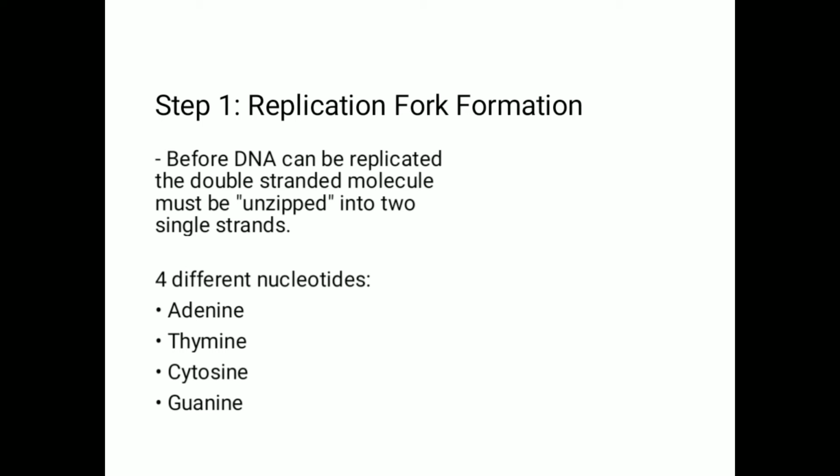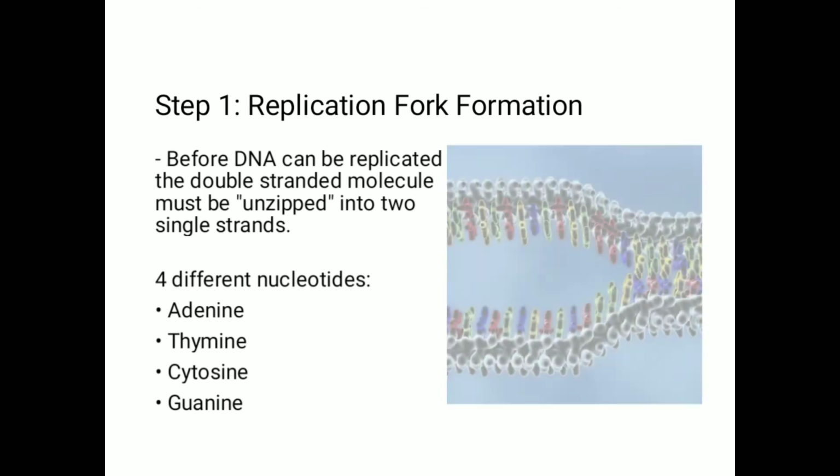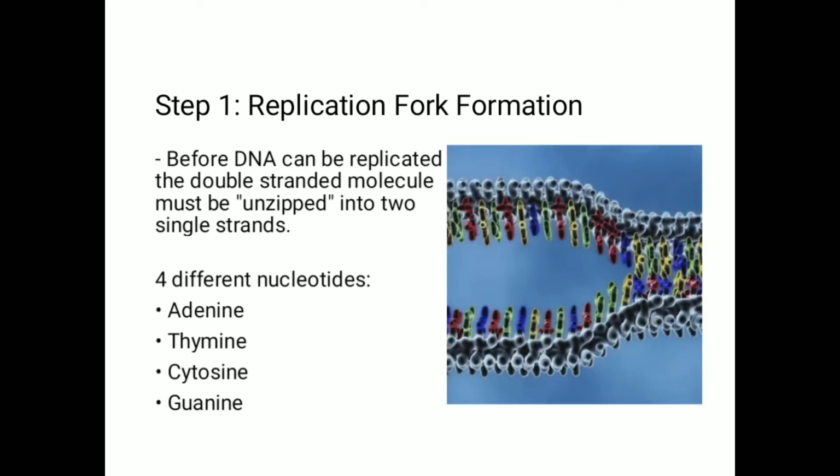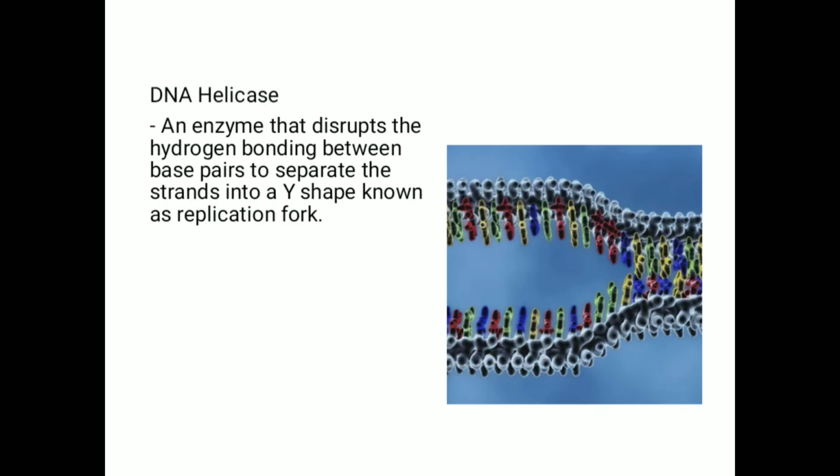Adenine only pairs with thymine, and cytosine only binds with guanine. In order to unwind DNA, this interaction between base pairs must be broken. The breaking of these base pairs is performed by an enzyme called DNA helicase. DNA helicase disrupts the hydrogen bonding between base pairs to separate the strands into a Y shape, known as the replication fork. The replication fork can be seen in the figure or in the photo.